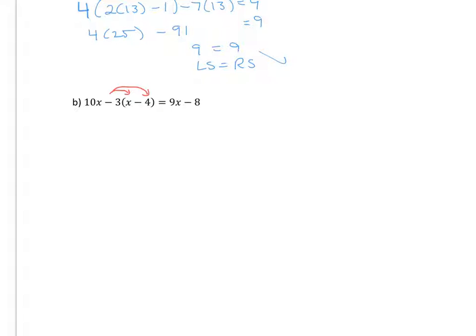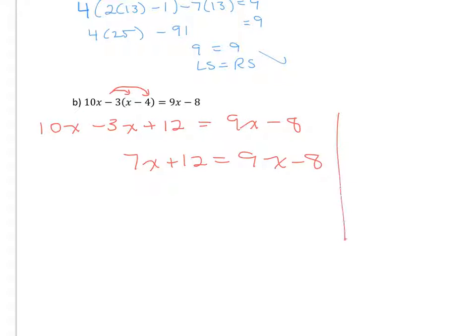So when I do that, I'm going to end up on the left side with 10x minus 3x plus 12. Negative 3 times negative 4 giving me plus 12 equals 9x minus 8. I'm going to notice that I have 2 x terms on the left side, so I'm going to combine them so that now on the left I have 7x plus 12 equals 9x minus 8. And now I can decide which side I want my x's to appear on, and often students prefer to see the x on the left, so we'll subtract the x that's on the right side of the equation.